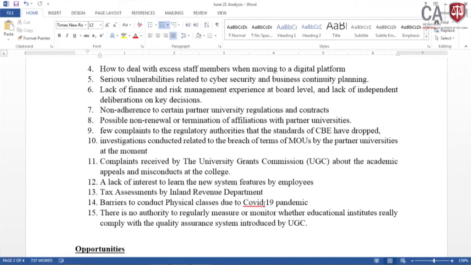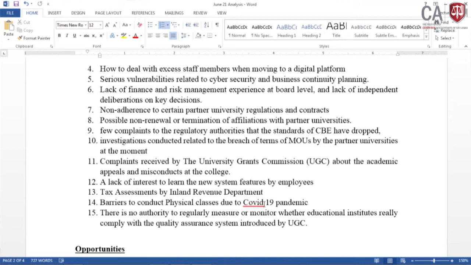If you complain to the regulatory authorities that the standard of CBE has dropped, what can happen from that? The regulatory authority may take actions against us, so that is a threat. Then number 10, investigations conducted related to the breach of terms of the MOU by the partner universities at the moment. They are going to conduct investigations against us, a threat.